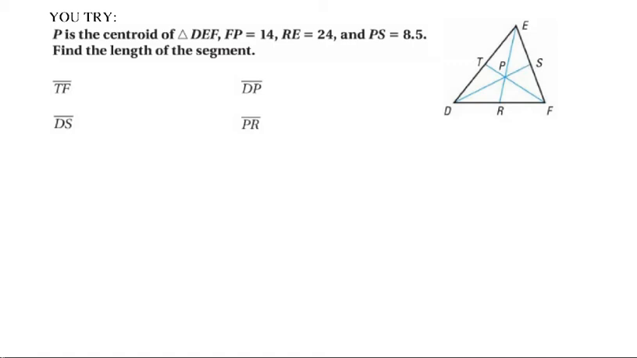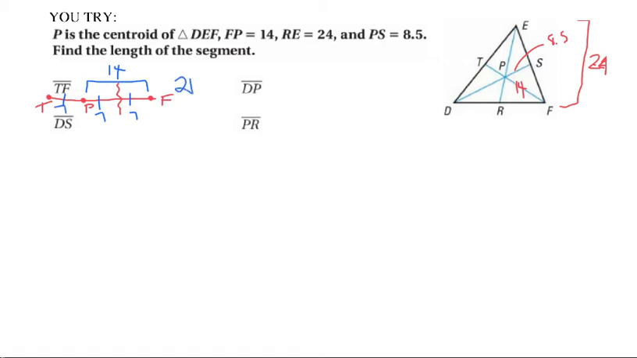So this is what your first part should look like. If you divide up TP and TF into 3 equal sections, you get 14 for those 2, so each of the pieces will be 7. So TP will also be 7. So TF altogether will be a 21. So all 3 sections together is 21.